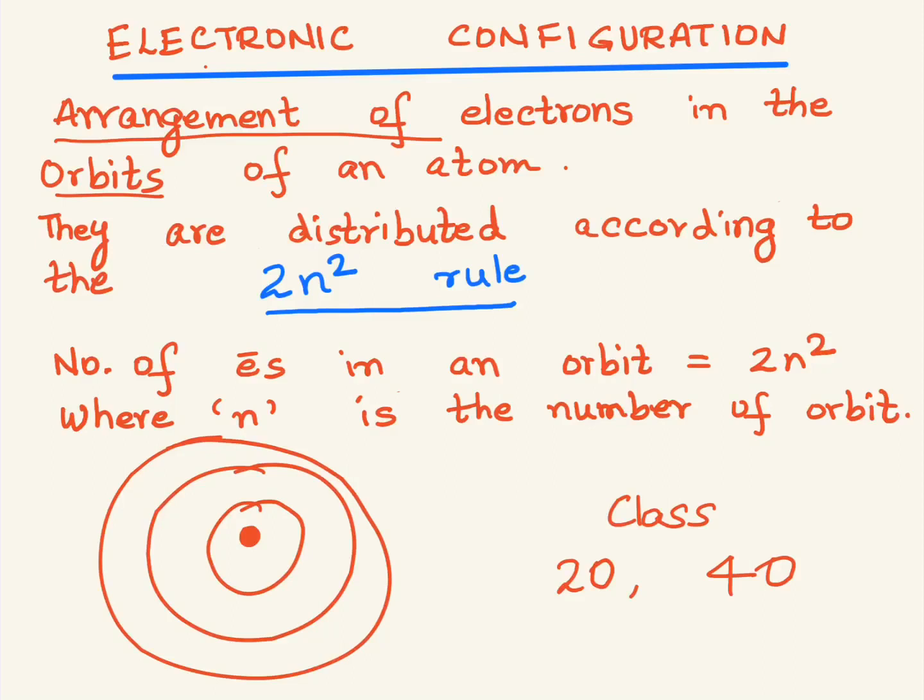Now, how many maximum electrons can be accommodated in a particular orbit in an atom is what we are going to discuss over here. And how are these electrons distributed, on what rule? We call it as the 2n square rule, where n means the number of orbit.